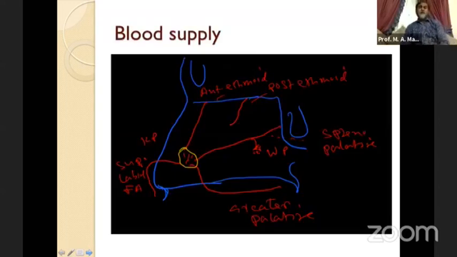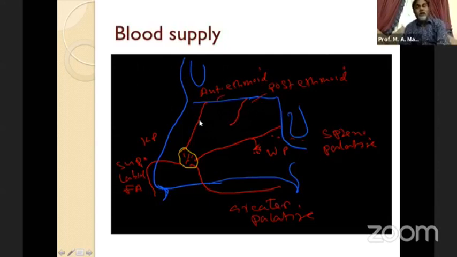Now, how do the nasal septum and lateral wall get blood supply? The blood supply of the nose comes from two divisions, the external carotid artery division and the internal carotid artery division. The internal carotid artery gives branches to the ophthalmic artery. From the ophthalmic artery, there are two branches, the anterior ethmoid and the posterior ethmoid artery. They come up and have a lateral branch and a medial branch. The medial branch is the septal branch, supplying the septum, and the lateral branch supplies the lateral nasal cavity.